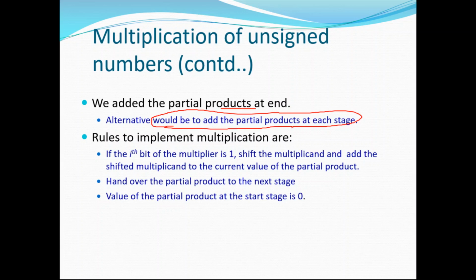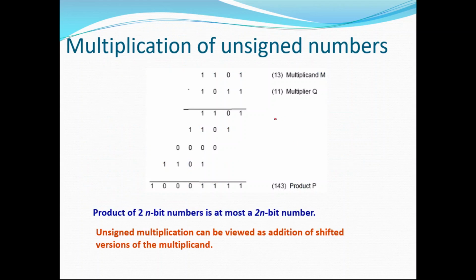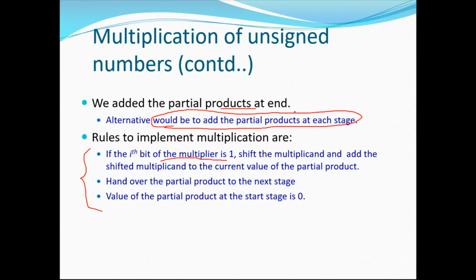So these are the rules to implement multiplication. If the ith bit of the multiplier is 1, shift the multiplicand by i times and add the shifted multiplicand to the current value of the partial product, and hand over the partial product to the next stage or the next level.